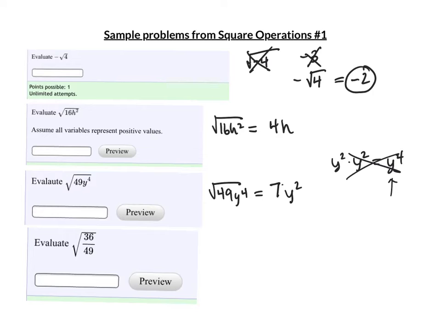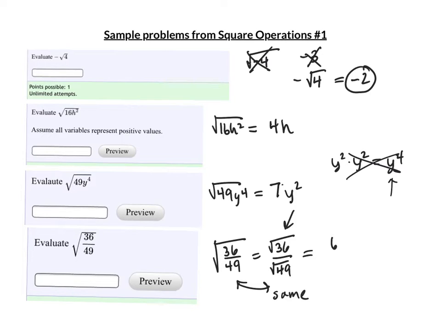On the last one here, I'm just going to point out, this is something you wouldn't pick up on your own, but the square root of 36 over 49 is the same thing as the square root of 36 over the square root of 49. This is useful sometimes in certain situations to split up the root. These two are the same thing. The square root of 36 is 6. The square root of 49 is 7. So the answer is 6/7.